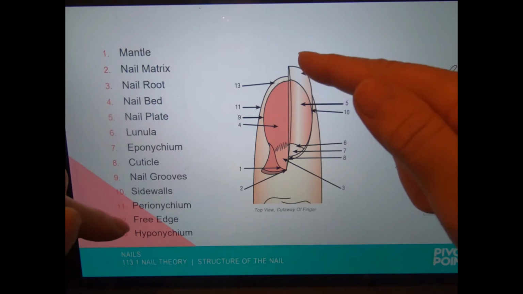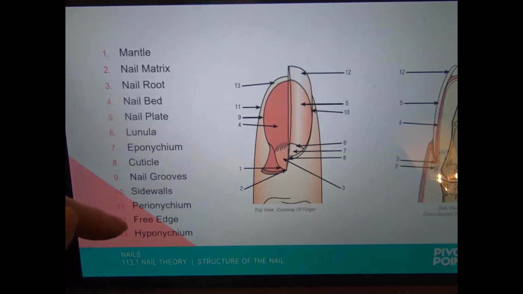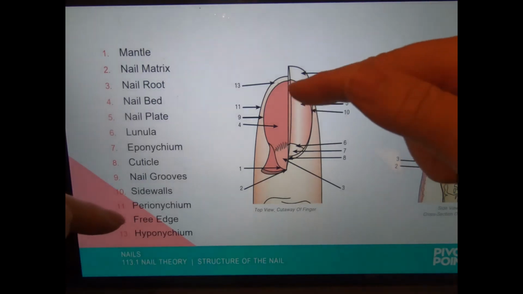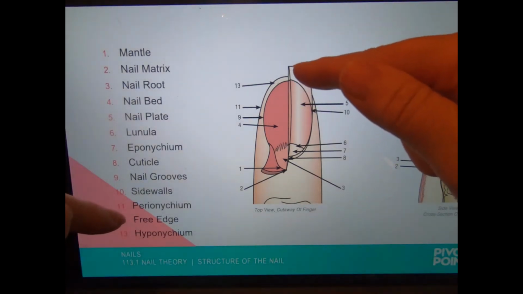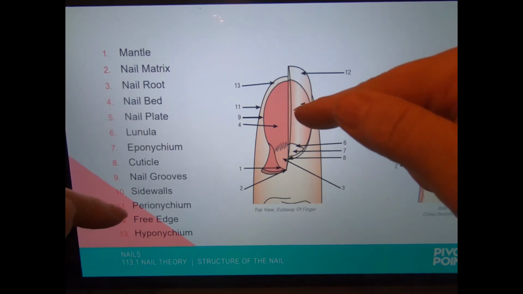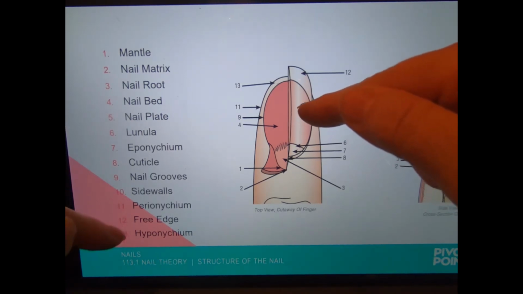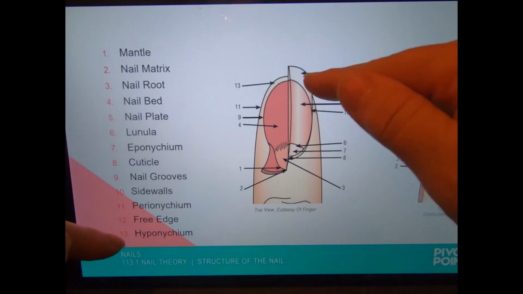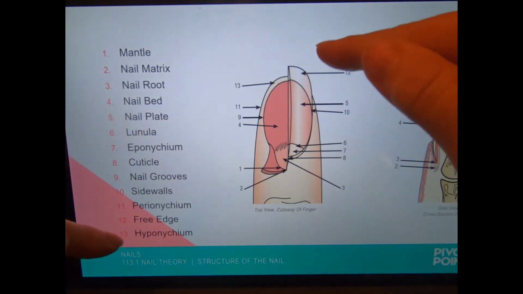Your free edge, which is the white part of the nail, when your nail disconnects from your nail bed, that is what your nail actually looks like. Down here it's pink because you can see the nail bed through it with all of its blood vessels. And the hyponychium is the skin underneath the free edge.